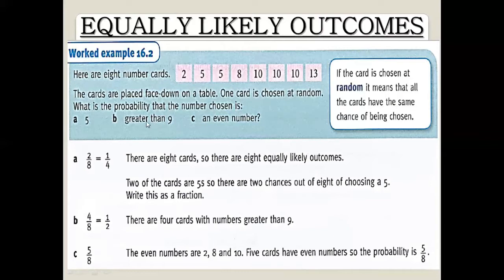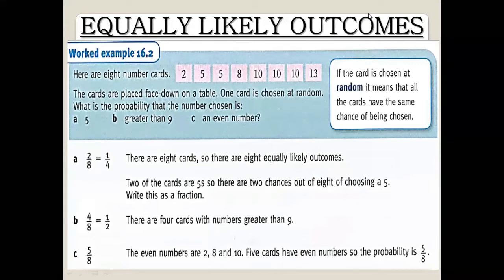Now we're talking about greater than 9. So greater than 9, how many numbers are here? 1, 2, 3, 4. So we say 4 by 8, the favorable possibilities over the total number of possibilities. So we will say that this is the probability of getting the equally likely outcome.